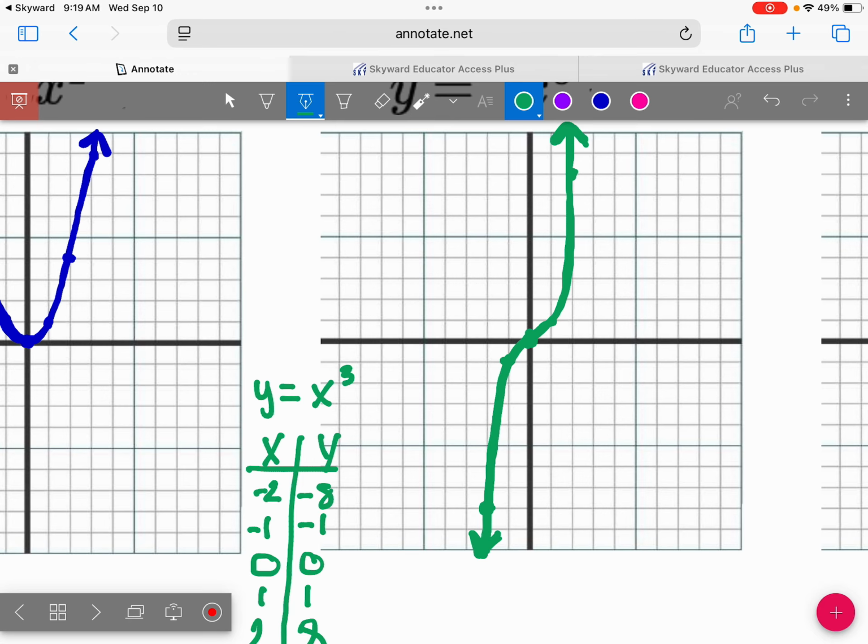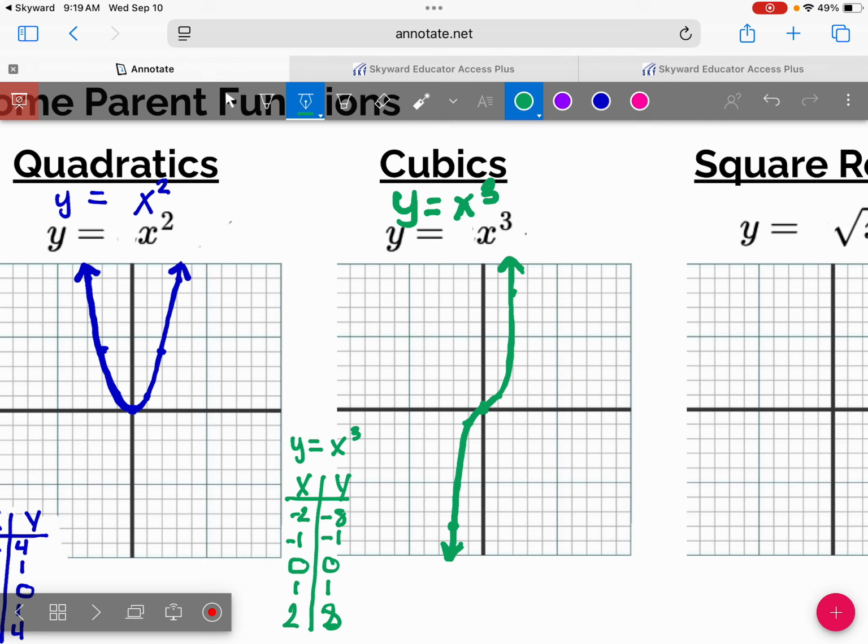So I could take that and I could apply all kinds of transformations to it. I could move things left, I could move things right, I could stretch, I could compress, anything like that. Our other one we're going to talk about today is square roots. I'll give you just a second because I know I'm zipping.